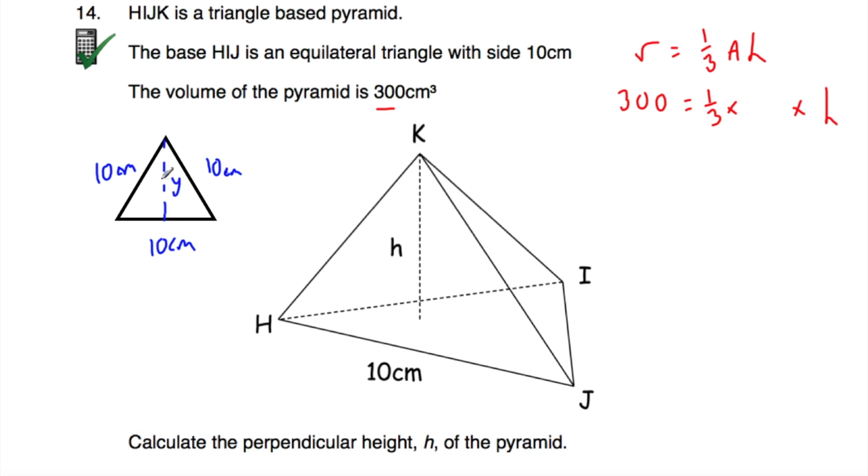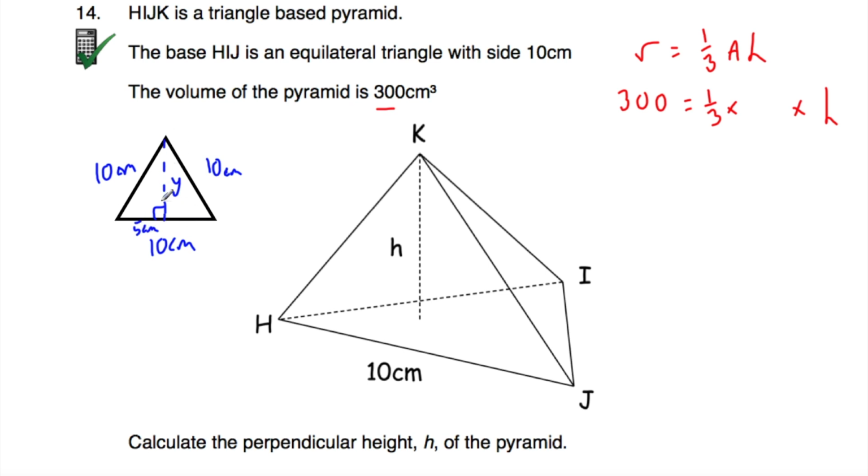So we want to find the height of this equilateral triangle, and then we can do half the base times the height of the triangle to find the area at the base of the pyramid, the area of that triangle. So let's find out what y is. We've cut this into two right angle triangles. We've cut the base in half, so that's 5 centimeters there and 5 centimeters there.